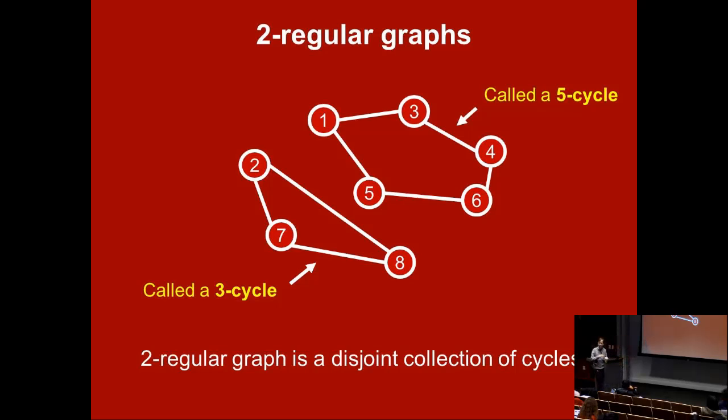It's also not hard to see, if you play around with it for a minute, that this is kind of the only thing that can happen. So this object is called a 5 cycle. This object is called a 3 cycle. And it's not too hard to see that if you have a 2 regular graph, it's going to be a disjoint collection of cycles. So it's kind of forced. Okay, any questions about that?